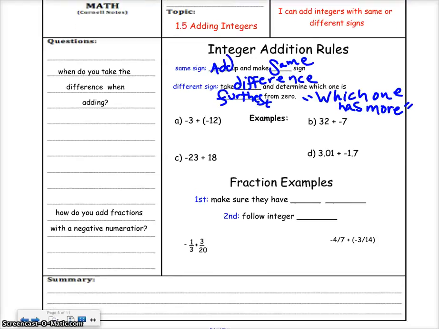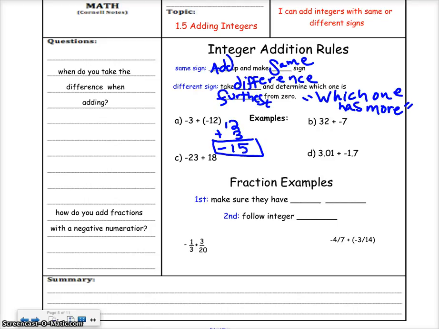So same means add, different signs means I'm going to subtract. So A says -3 plus -12. Are they the same or different? Same, they're both negative, right? So you're going to go 12 plus 3 is 15, and then it says keep the same sign, so -15.